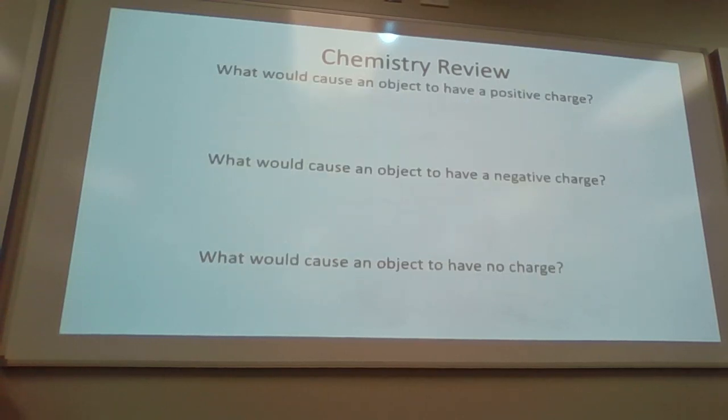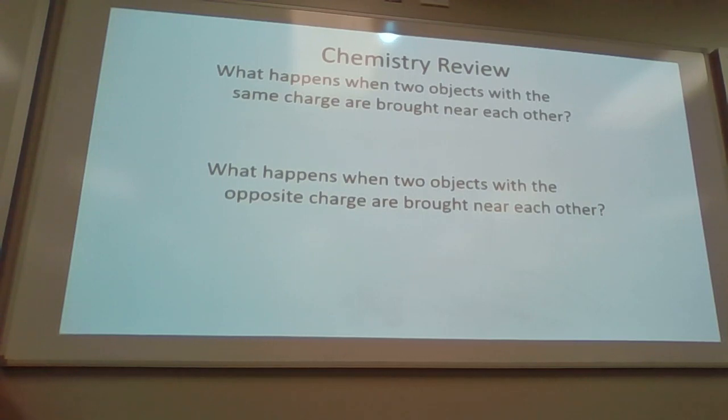Okay. So an object will have a positive charge when what? What would cause it to have a positive charge? It's positively charged because it has more protons than electrons. And it's negatively charged when? More electrons than protons. It would be neutrally charged or no charge if equal number. Balanced out. Okay, good with that.